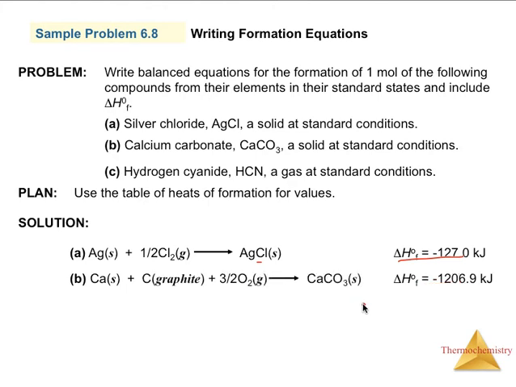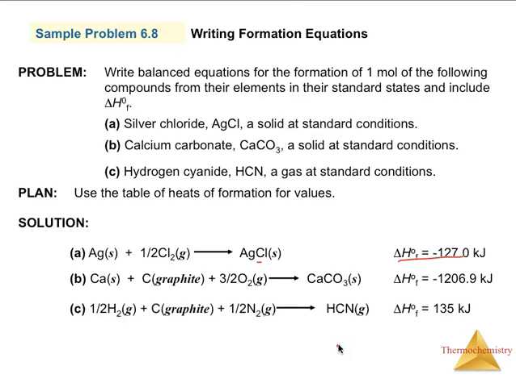The next one, calcium is a solid. Remember, carbon is graphite, 3/2 of oxygen is a gas. The heat of formation for calcium carbonate from the values. These are how you would write formation equations, again using the elements in their standard state to make the compound, pulling the delta H of formation from that table.